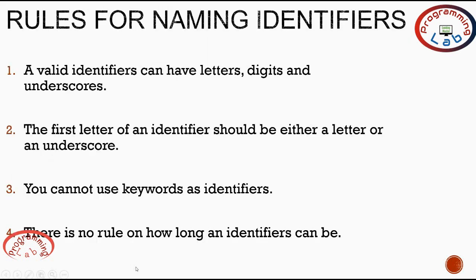Rules for naming identifiers. A valid identifier can have letters, digits, and underscores. The first letter of an identifier should be either a letter or an underscore. You cannot use keywords as identifiers. There is no rule on how long an identifier can be.